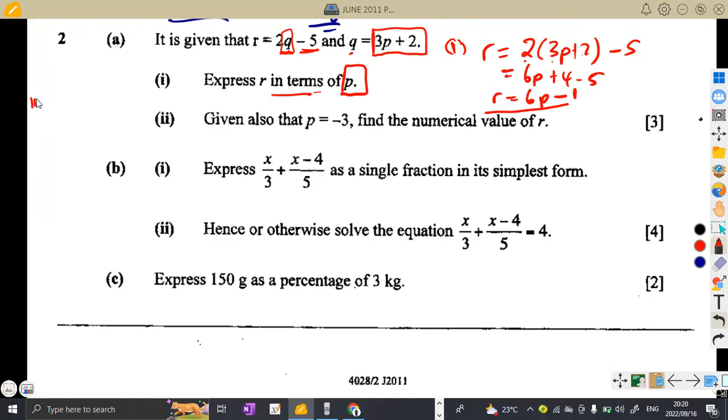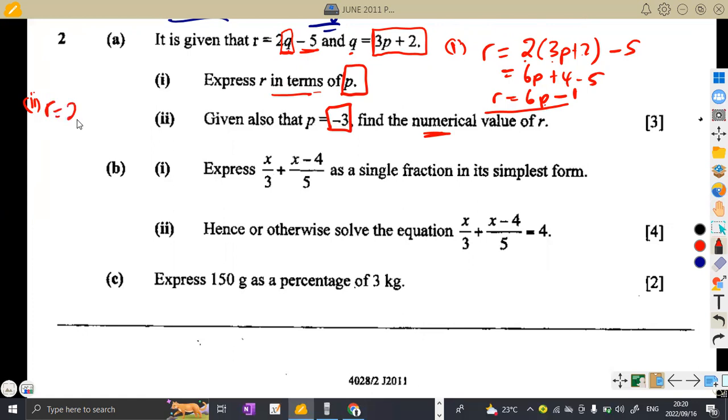Then item 2 now is for us to find the numerical value. Numerical value means it's a number, not an expression. This one is an expression. But for the numerical value, you have to find the equivalent number now when P is equal to minus 1. So what am I going to simply do? I'm going to substitute directly here because we've got R in terms of P.